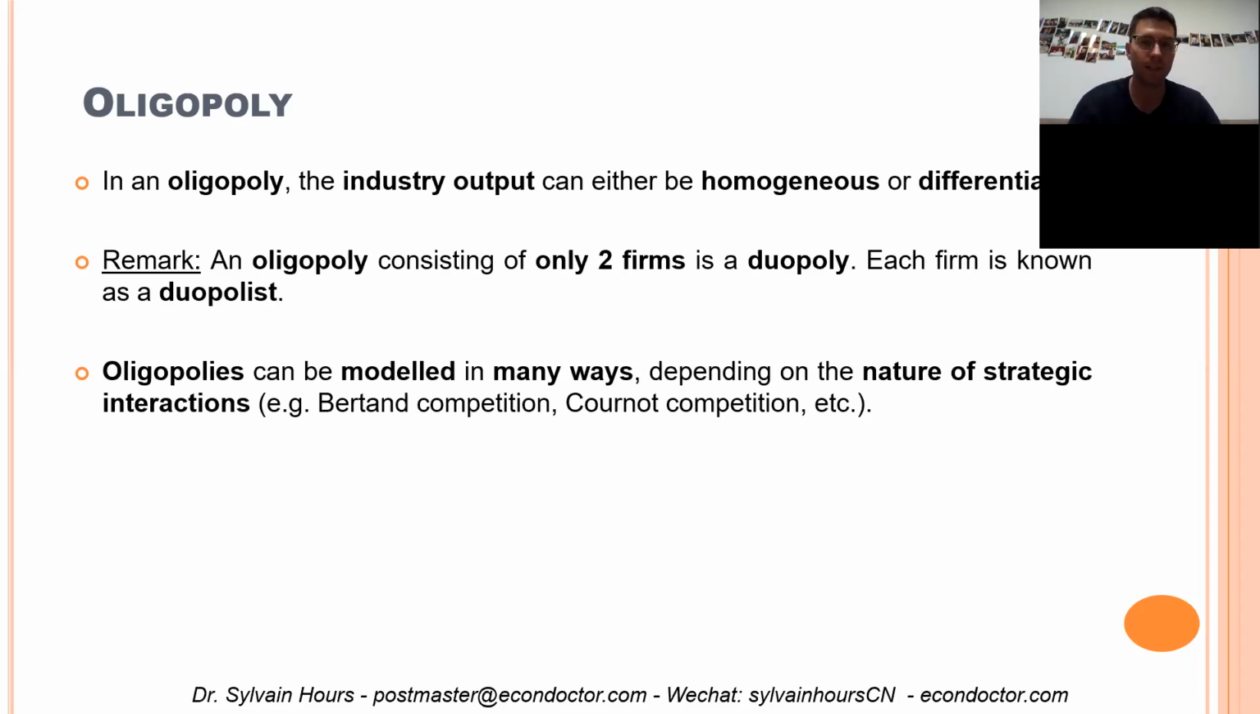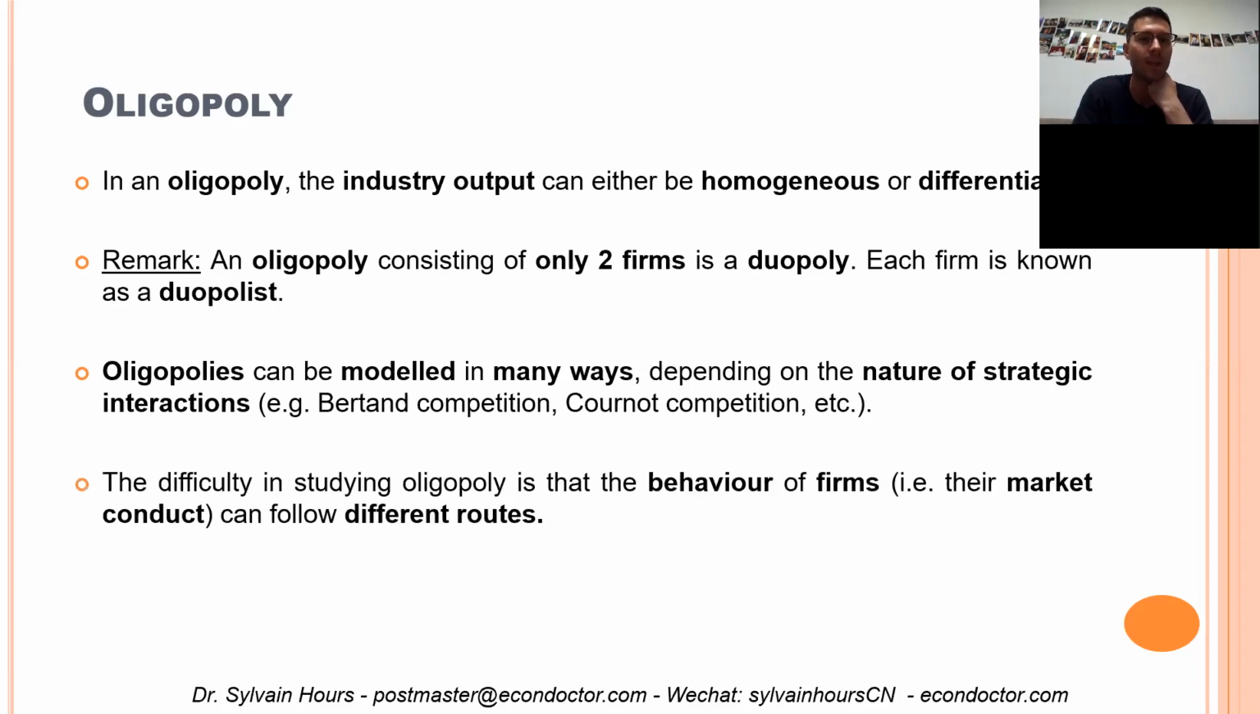Oligopolies can be modeled in many ways depending on how firms are going to interact. So this is what makes the study of oligopolies a bit complicated, because there are many different ways firms can compete with each other. Okay, and another reason for which it is a bit difficult is that depending on how these firms are going to interact, we will have very different outcomes.